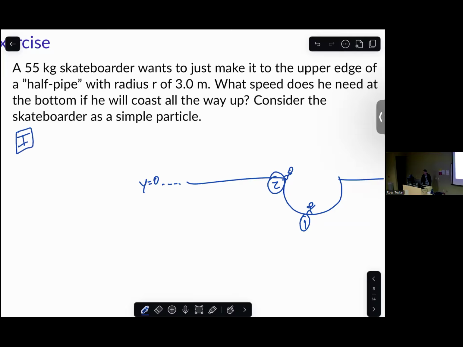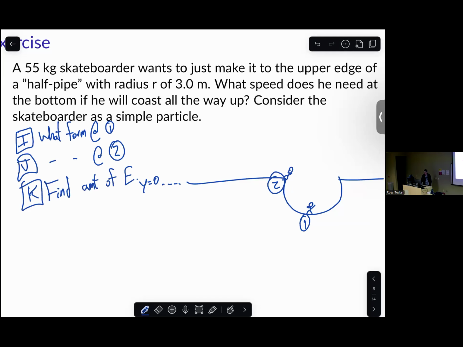Question I. What form of energy, just the kind, not the number, at time 1, J. What form at time 2, K. Solve, find the amount of energy. Why not? Okay, JKL, find the initial.